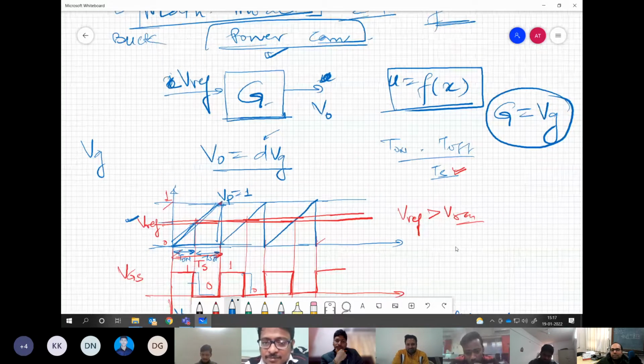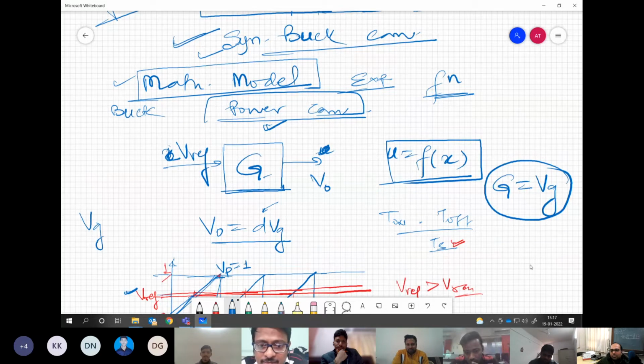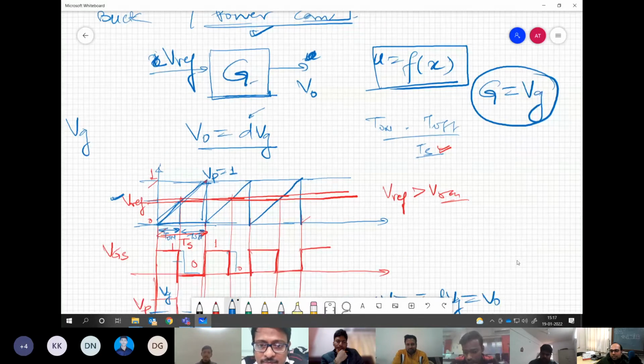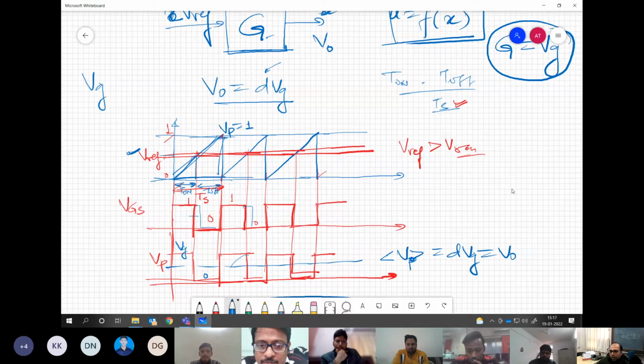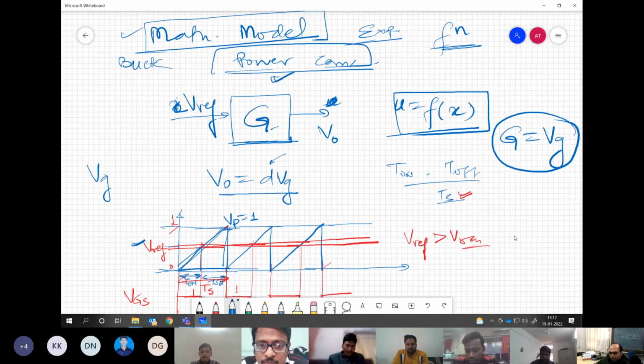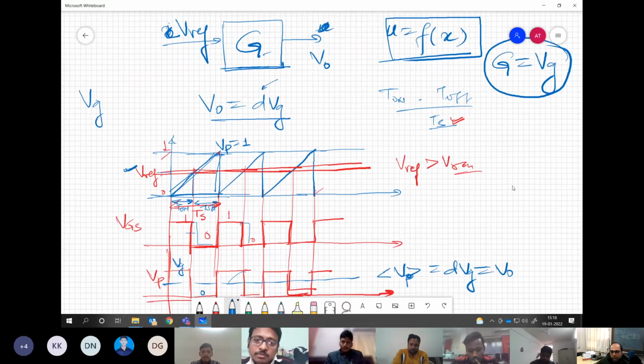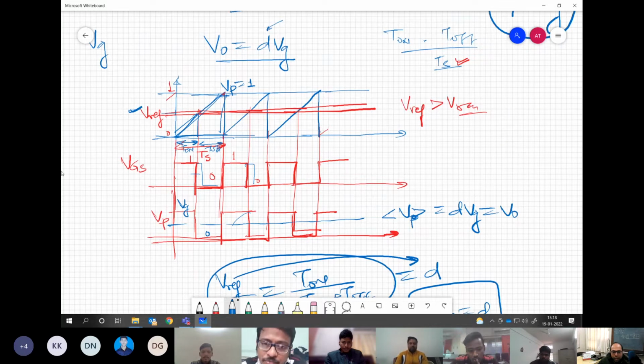When the load voltage will be changing, then this will be working like a closed loop fashion, sir. Yeah, I will come to the closed loop, but as of now, we are defining how you can control the output voltage through a control signal. So this Vref can act like a control signal.